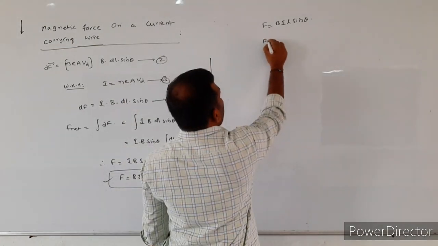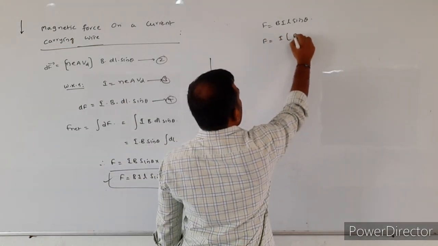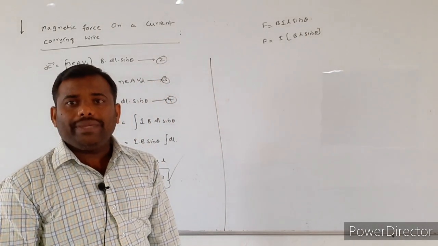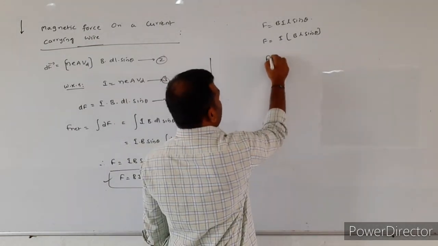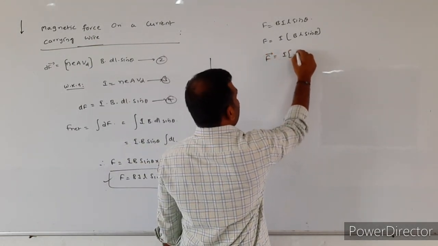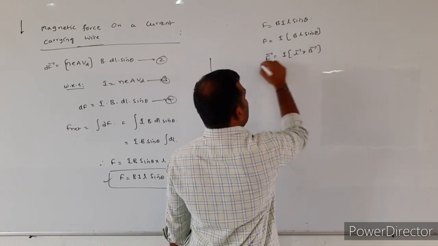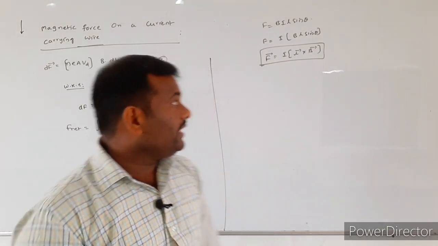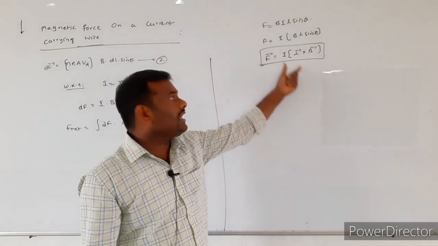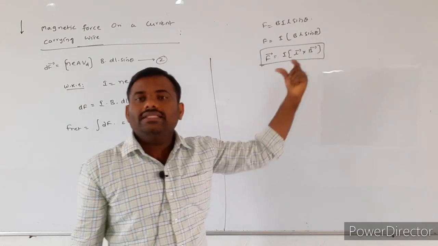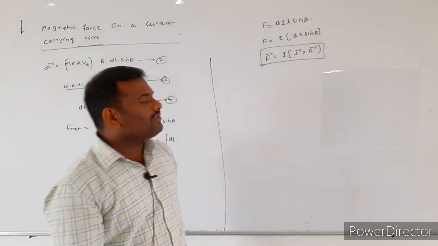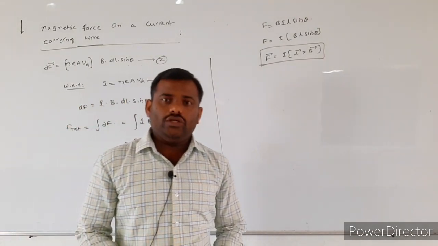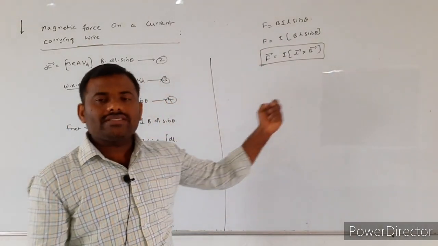So, this value can be written as F is equal to I into BL sin theta. In the vector notation, I will write F bar is equal to I into L bar cross B bar. This is the vector representation of the force acting on a current carrying wire whenever it is placed in a uniform magnetic field. Now, here also some cases are there.